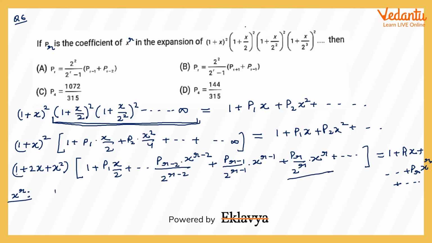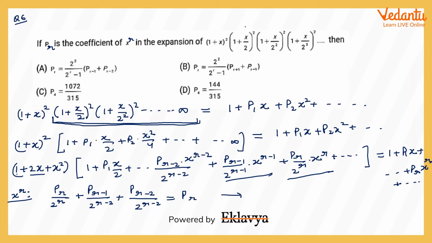So we will get PR upon 2 power r, whereas this 2x will be multiplied with this. So we will get PR minus 1 upon 2 power r minus 2. Then x square will be multiplied with this, so we will get PR minus 2 upon 2 power r minus 2. On the right hand side, it will be just PR.